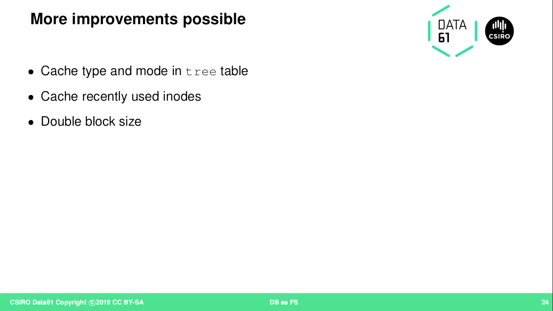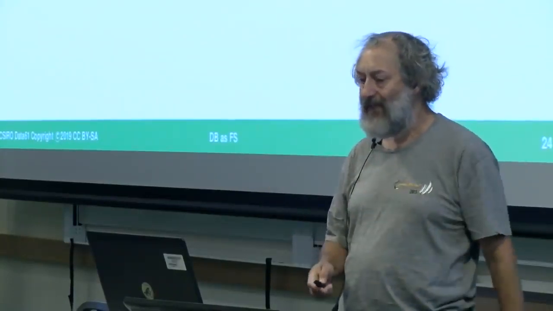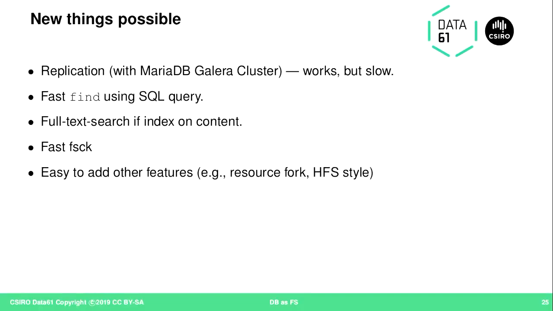We could also cache the type and the mode, which are the only 2 bits of the inode that you actually need for getdents in the tree table. We can also cache recently used inodes and double the block size, which would reduce by half the number of queries. But there's all these new things that are possible too.